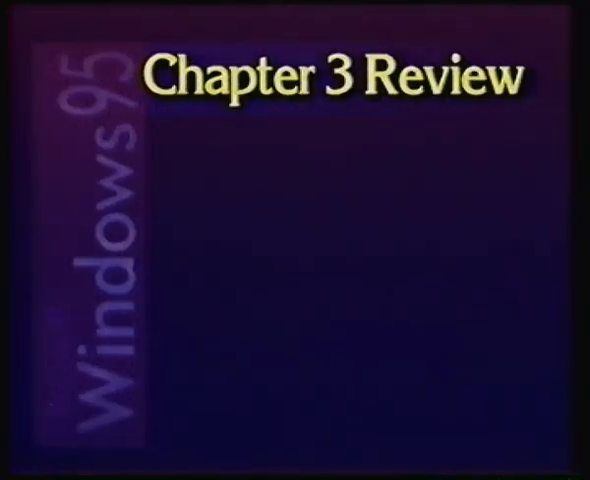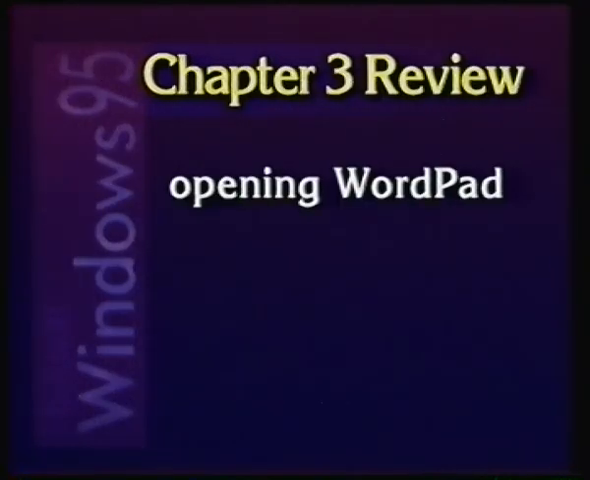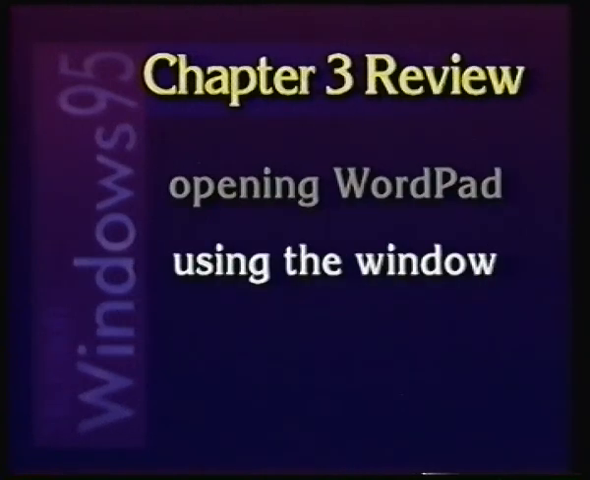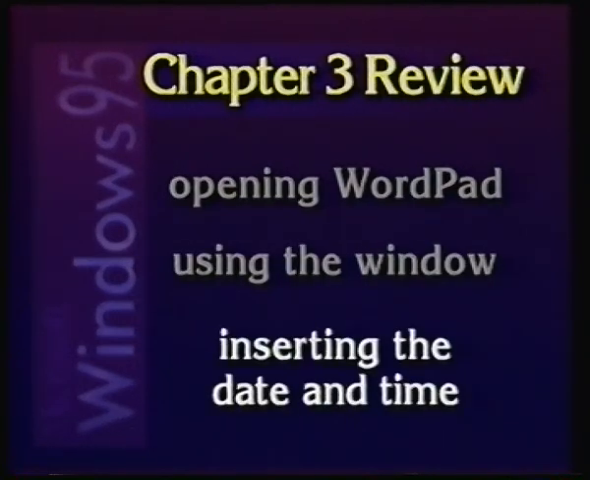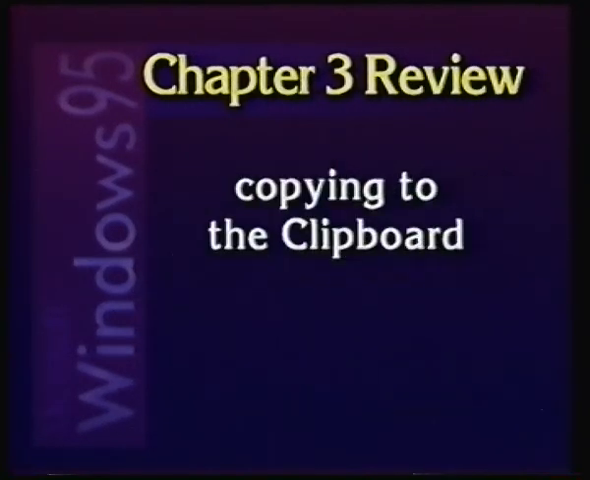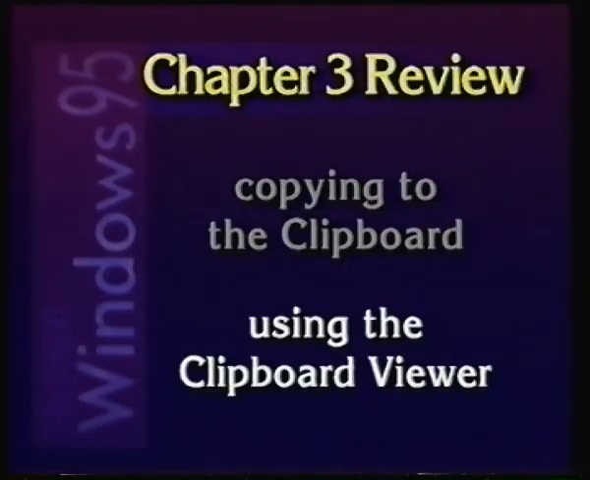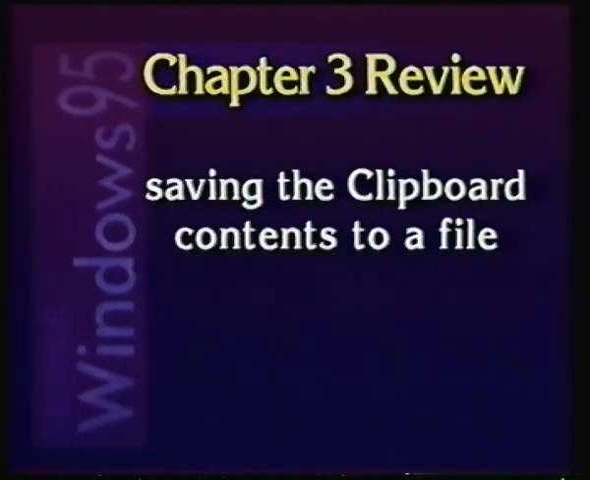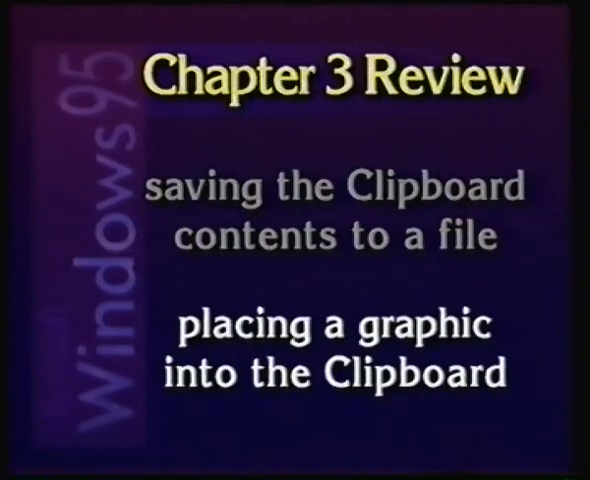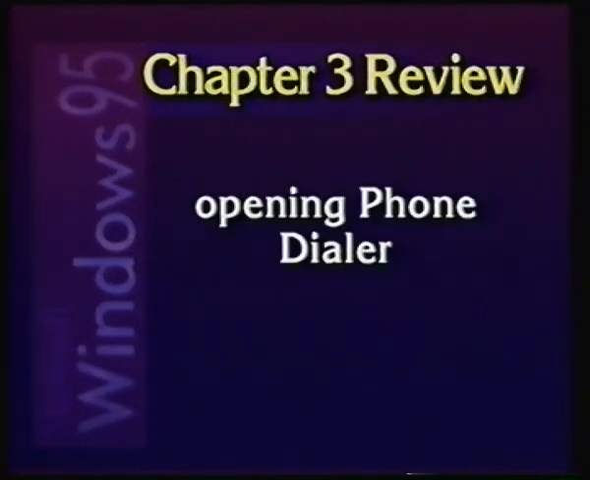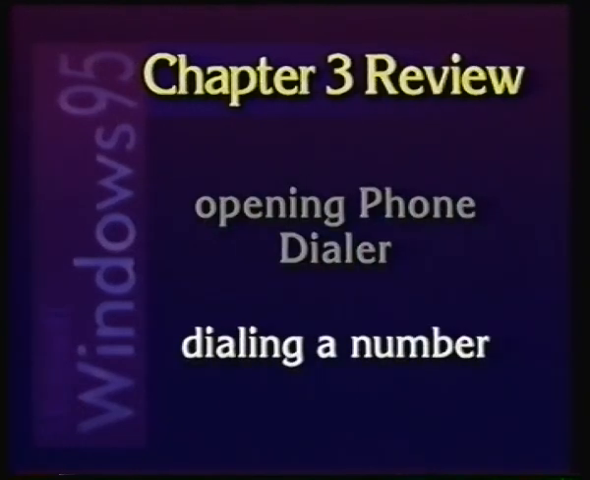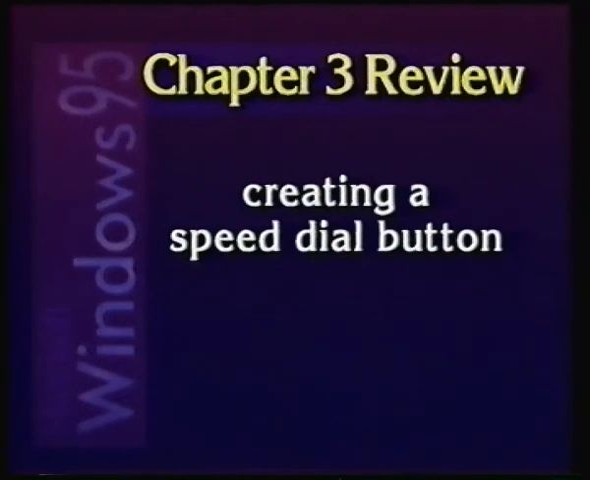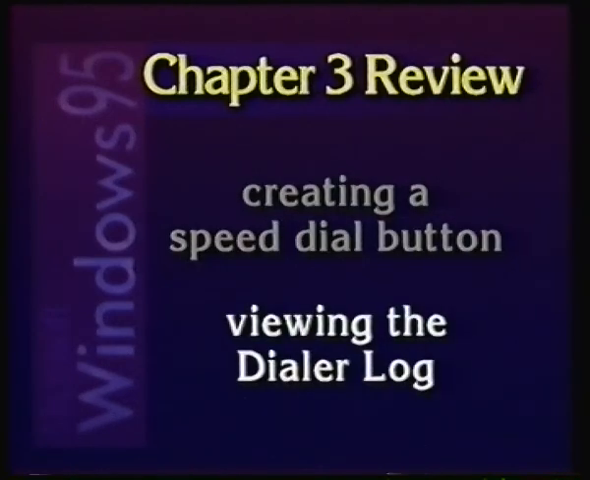Let's review what we've covered in this chapter. We opened WordPad. We explained the WordPad window. We inserted the current date and time into our document. We placed a copy of our document into the clipboard. We used the clipboard viewer. Then we saved the clipboard contents to a file. We placed a graphic into the clipboard. We opened Phone Dialer, then dialed a number. Then we created a speed dial button. Finally, we viewed the dialer log.